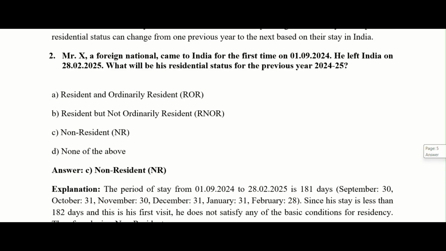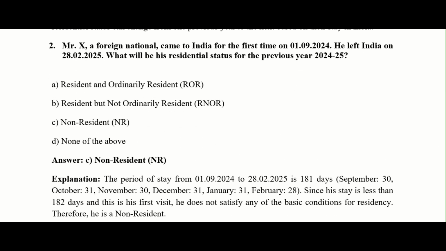The next, second question: Mr. X, a foreign national, came to India for the first time on 1/9/2024. He left India on 28/2/2025. What will be his residential status for the previous year 2024-25? You can expect this kind of problem-based questions in competitive examinations. In this, he is a non-resident. Why is he a non-resident? The answer is option C, non-resident.